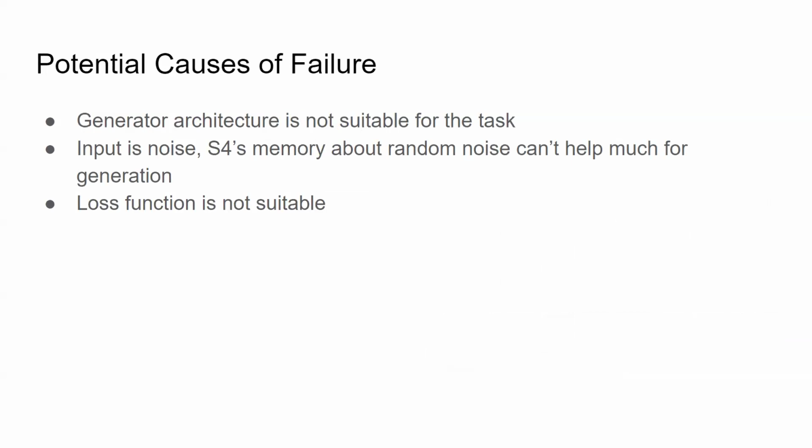So we came up with some potential causes of this failure. First, we guess we did not implement the correct architecture of the generator. This may be our future direction. Second is that the generator takes noise as input. However, S4 cannot generate meaningful images from this random noise. And the last, we think that it may be our loss function issue because we just use a very classic binary cross entropy loss.